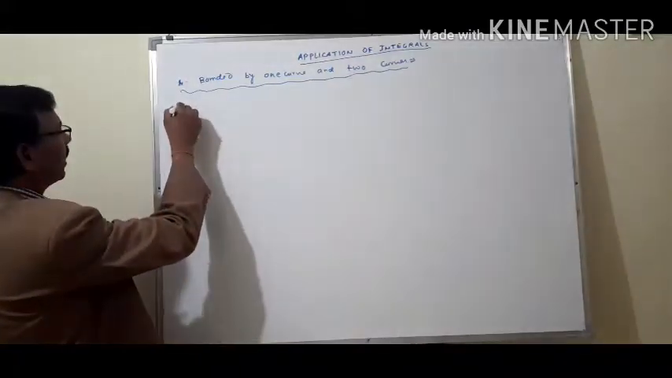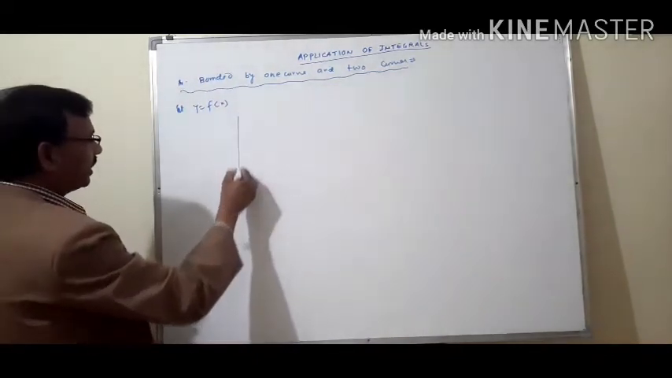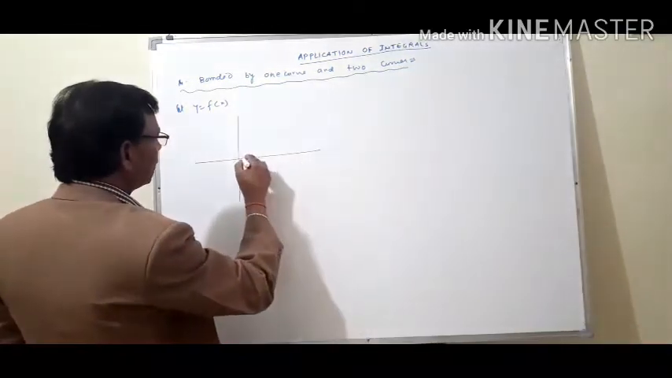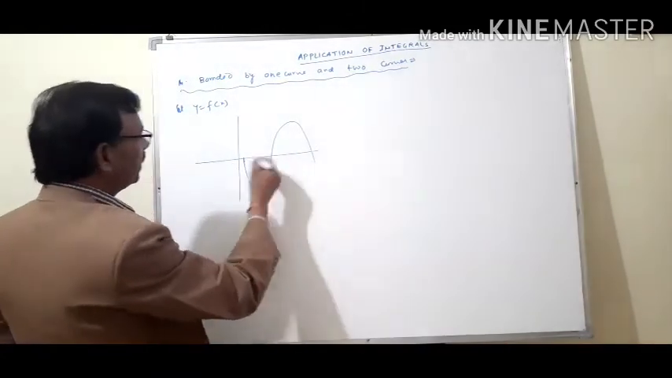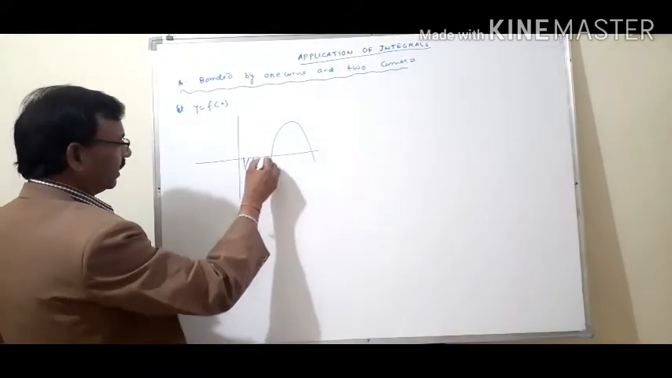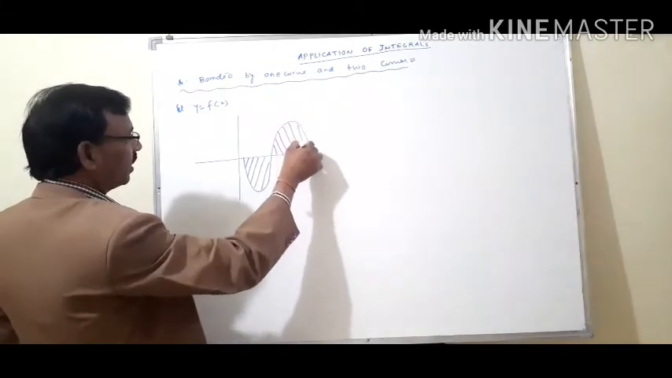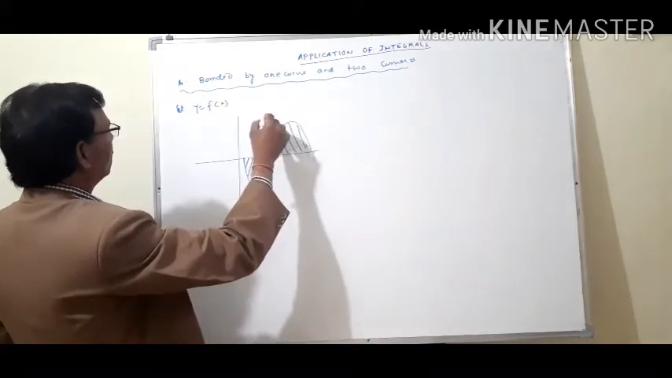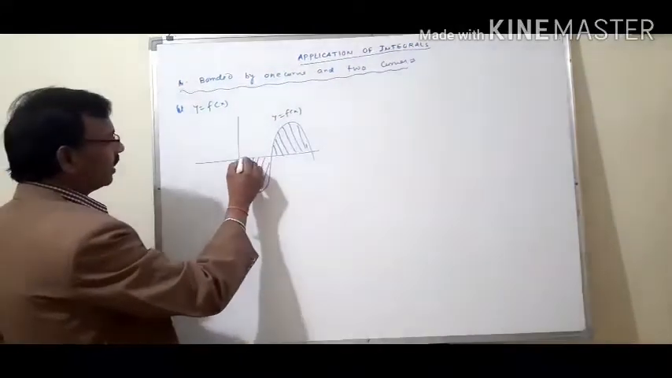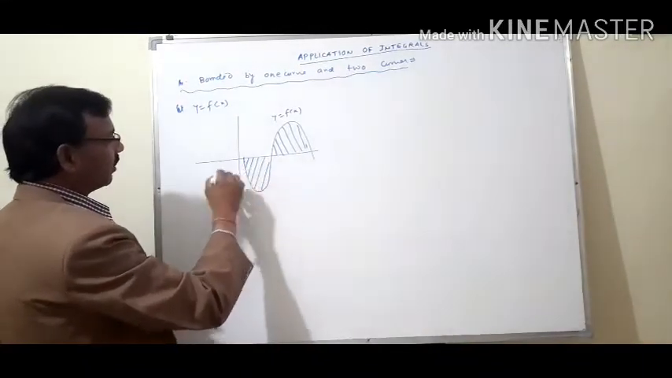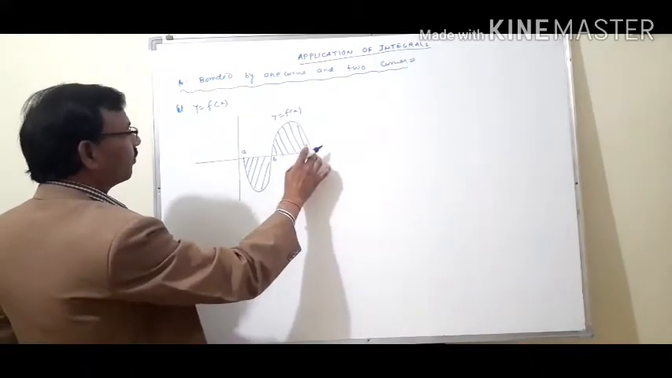Suppose y equal to f of x is a curve, and the graph of this curve is like this. Suppose we want to find the area of this bounded region. Since this is y equal to f of x, and this curve intersects the x-axis at 3 points, suppose this is the point A, this is the point B and this is the point C.